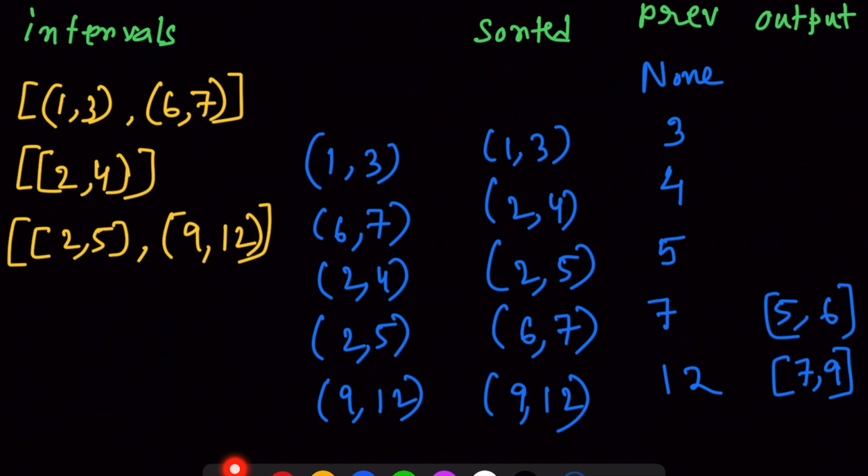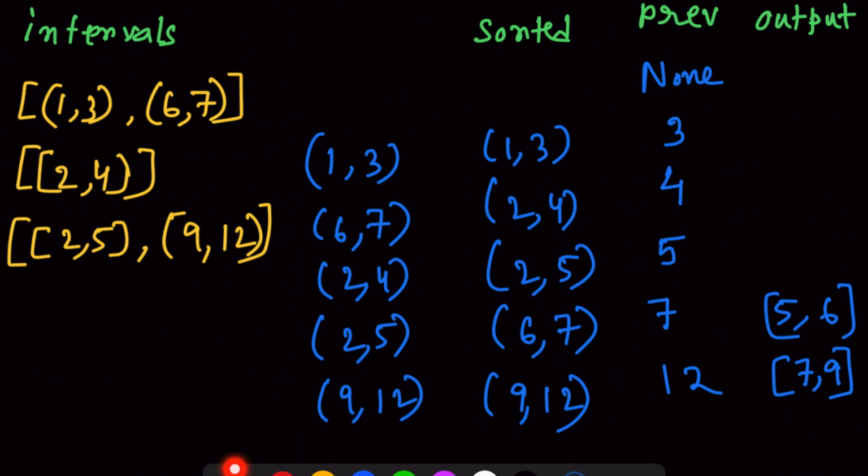So earlier we were storing all the events, start event and end event, separately, but we can just store the intervals directly, right? So let's store all the intervals directly: 1 3, 6 7, 2 4, 2 5, 9 12. Then sort the intervals: 1 3, 2 4, 2 5, 6 7, 9 12. And I'll use the same technique that I used earlier. We'll have a previous variable that will keep track of the last event that happened, right? Previous is initially none, and when I'm processing the first event 1 3, previous is none. That means there will not be any free slot. There will be a free slot from minus infinity to this start time, but we are not considering that. We are just considering finite slots, right?